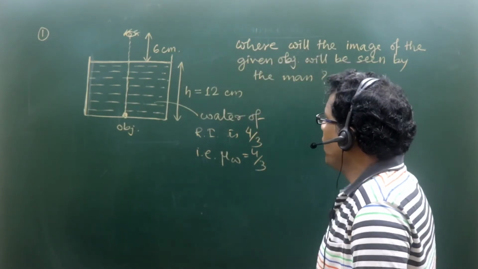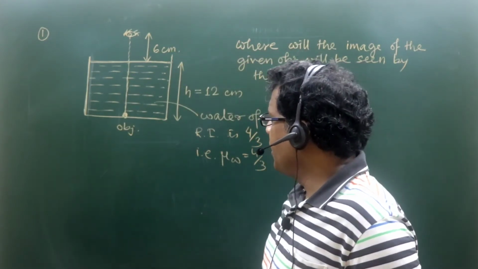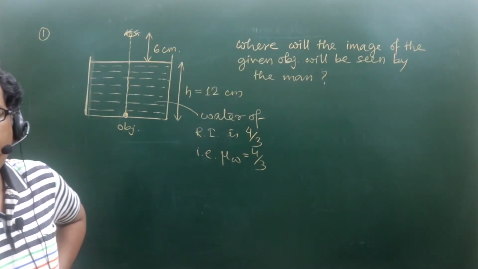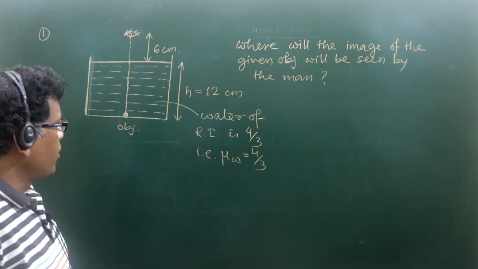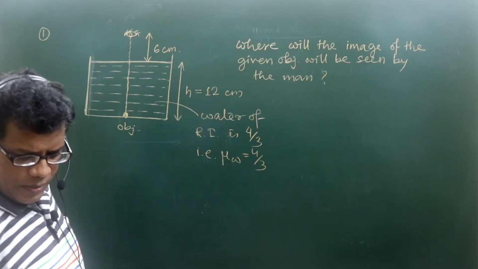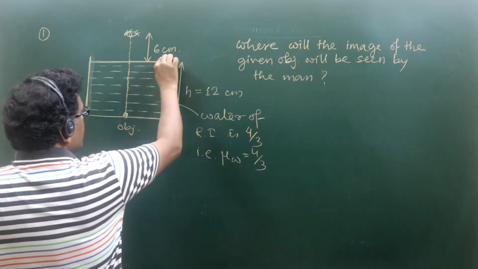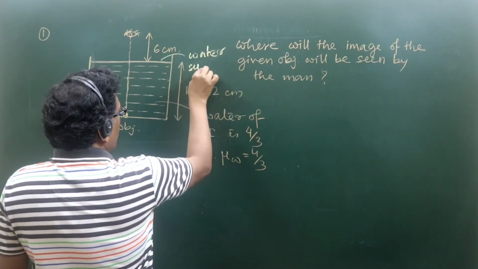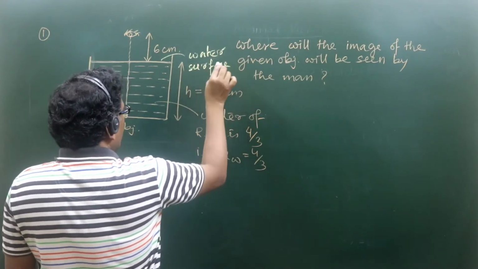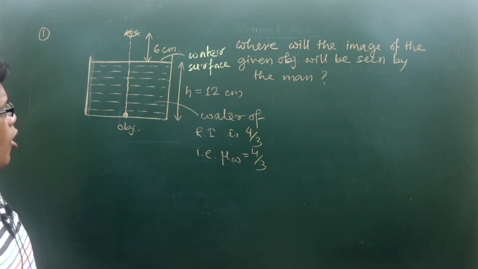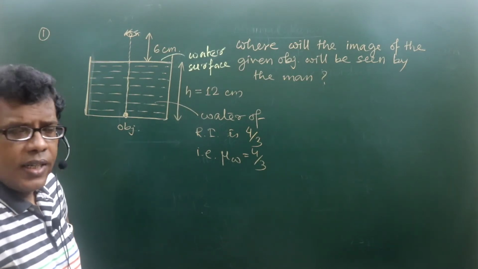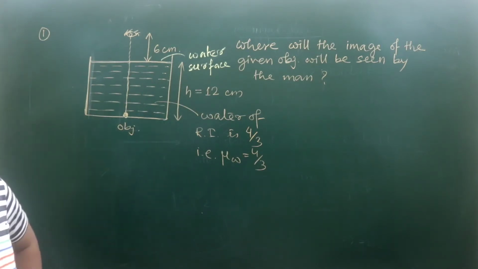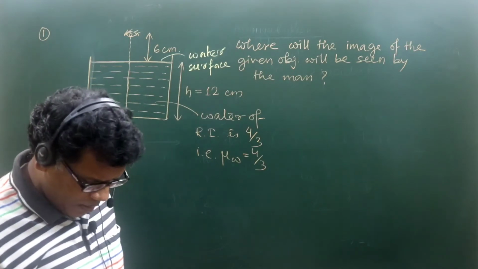The position of the man is given as 6 centimeter above the water surface. The object which is to be observed is 12 centimeter below the water surface. This is the water surface. So from the water surface, the object is located 12 centimeter below, and the observer is located 6 centimeter above the water surface. So where can this object be seen by this observer?